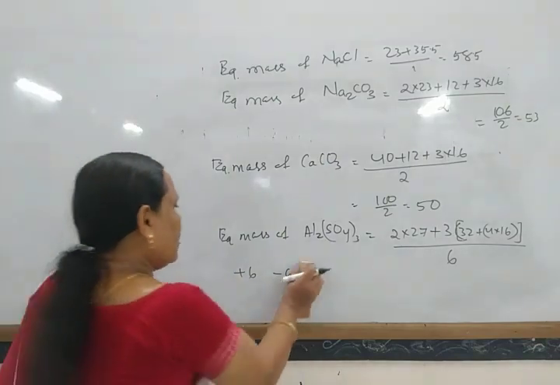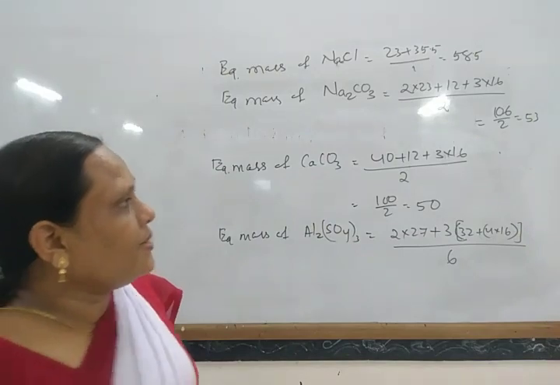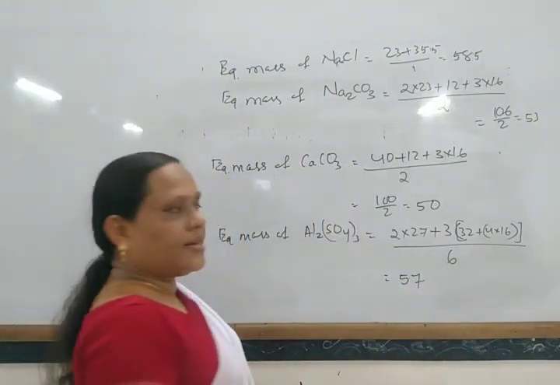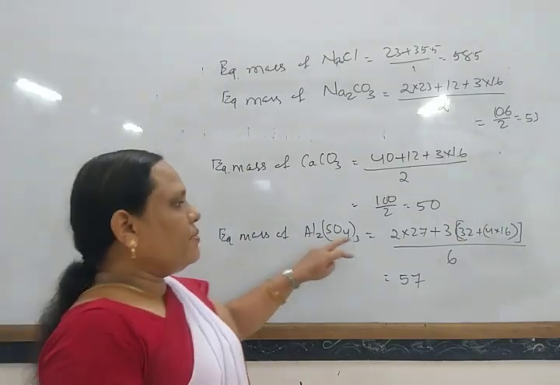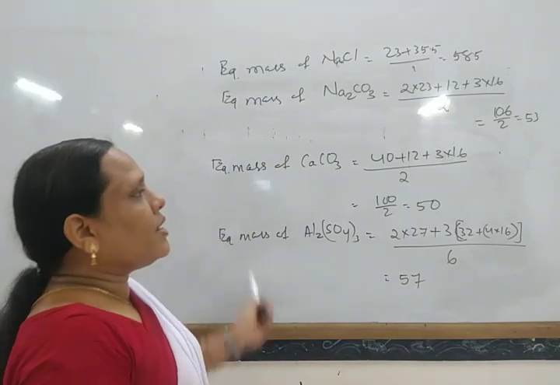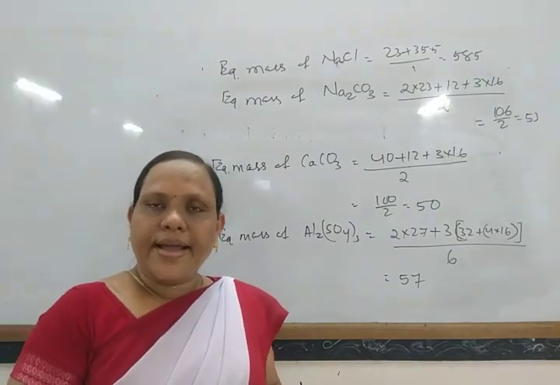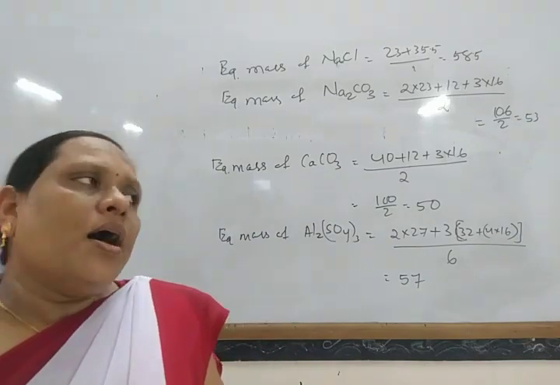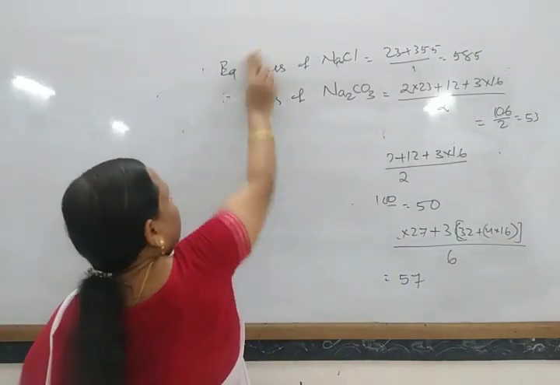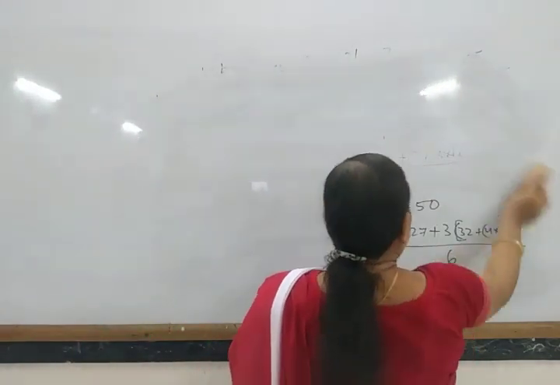Okay, so in this way, the equivalent mass of aluminum sulfate is found to be 57. So in this way you can determine the equivalent mass of acid, base and salt. Next, how to determine the equivalent mass of some elements from their compounds.